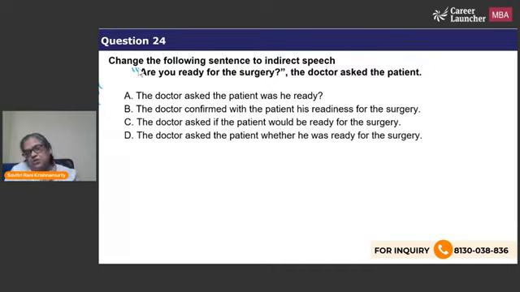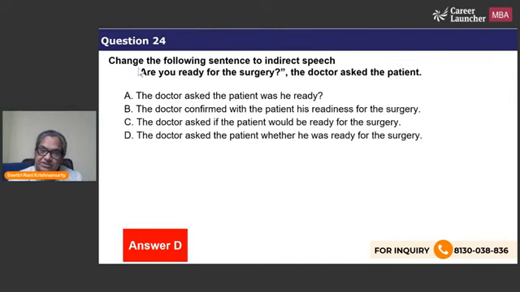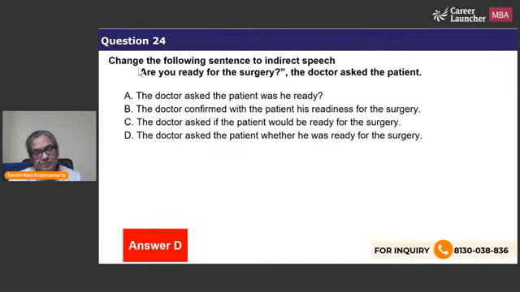Satyam, focus on vocabulary, past few years question papers, whatever you have. They were online last couple of years. We don't have access to the actual papers. We only have memory based papers. So on similar lines and grammar. Okay. The doctor asked the patient whether he was ready for surgery. All right. So answer is D.